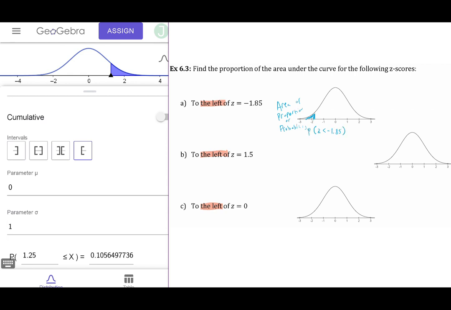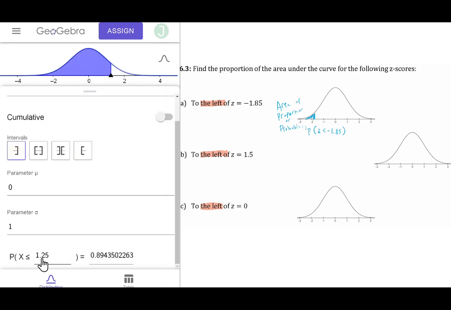So to find this probability, we're going to choose a left shaded region, and we're just going to type in our z-score of negative 1.85. What you'll notice is nice about GeoGebra is I can just double click in any of these entries and change it very easily. So the p-value here will be 0.0322.